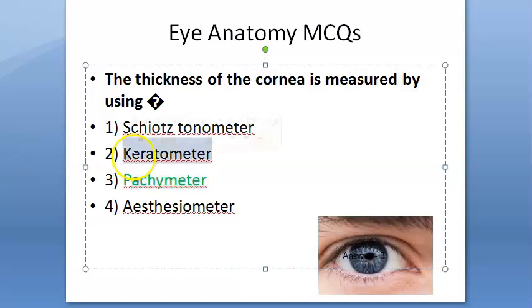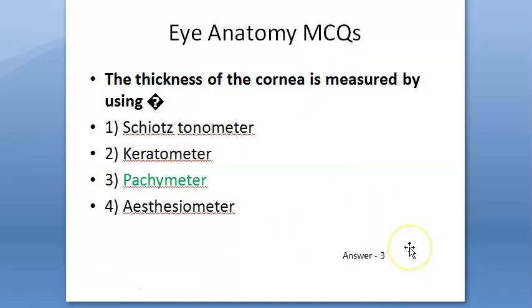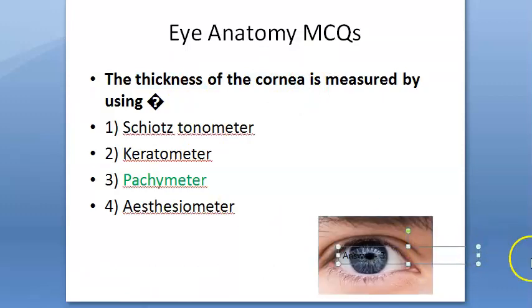Okay. So what is keratometer? You have seen all this in the previous MCQs. Keratometer for measuring the curvature of the cornea. Okay. Now we saw pachymeter for thickness of the cornea. Okay. So what is the answer? 3. Okay. Let's move on.